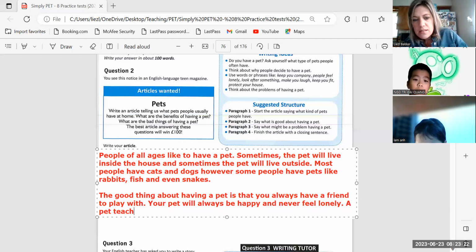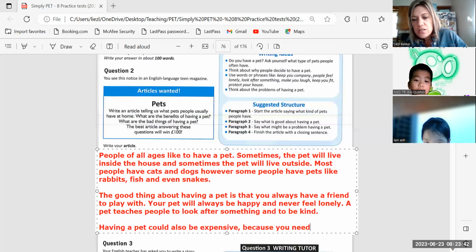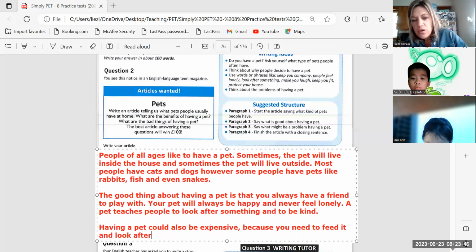A pet teaches people to look after something and to be kind. Having a pet could also be expensive because you need to feed it and look after it when it is sick.